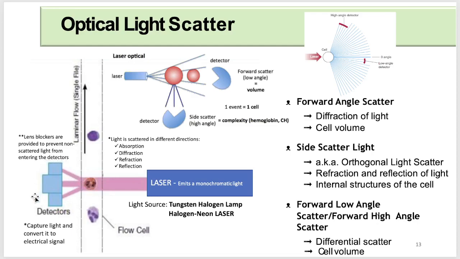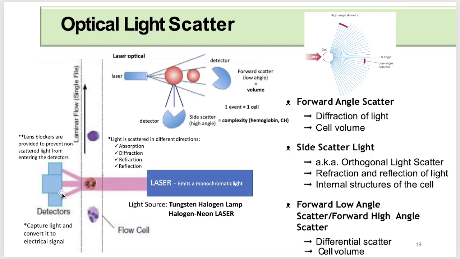And then, meron tayong tinatawag na detectors. Ano yung detectors, Doc Von? The purpose of your detectors is to capture the light and to convert it into an electrical signal. So, that's the detectors. Meron na tayong tinatawag na lens blocker. Ang mga lens blocker are provided to prevent non-scattered light from entering the detectors. Kasi usually, ang gusto nating ma-detect sa detector ay yung scattered na light and not the non-scattered na lights.